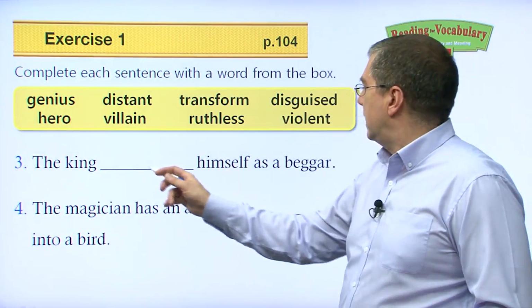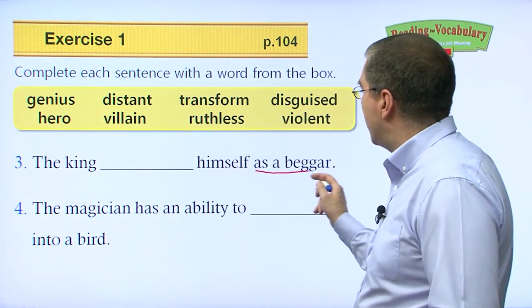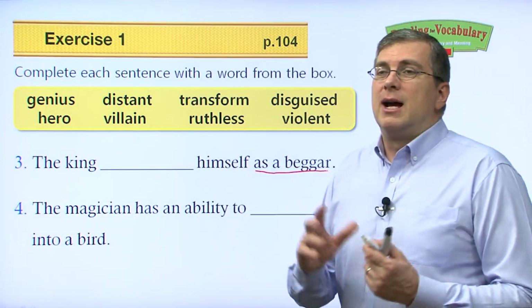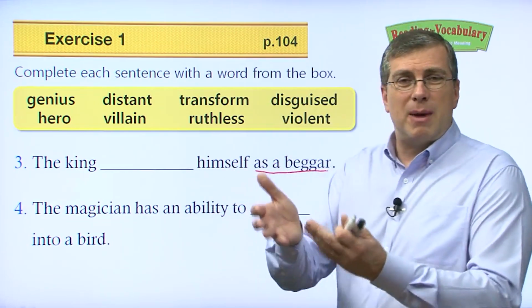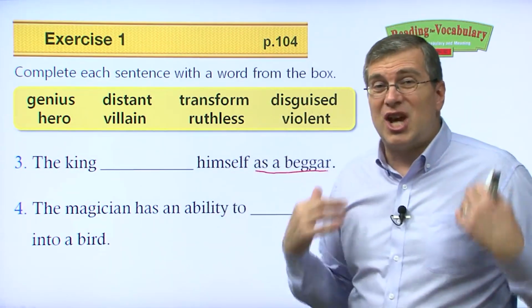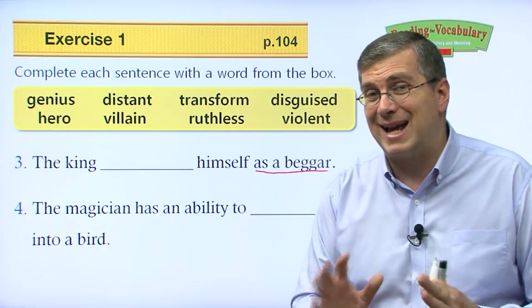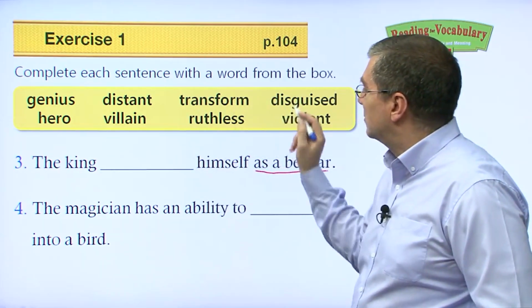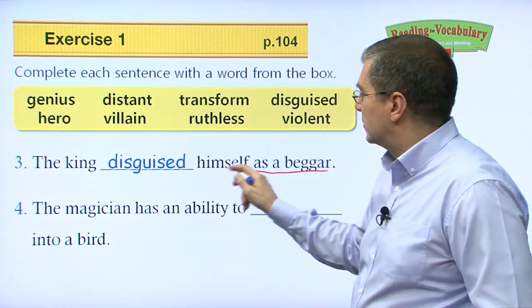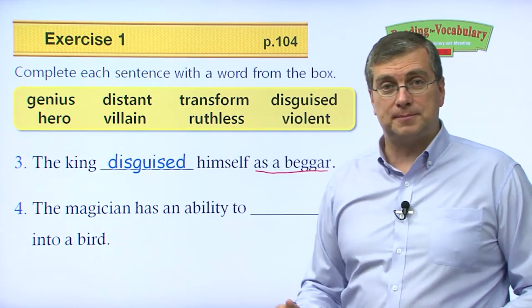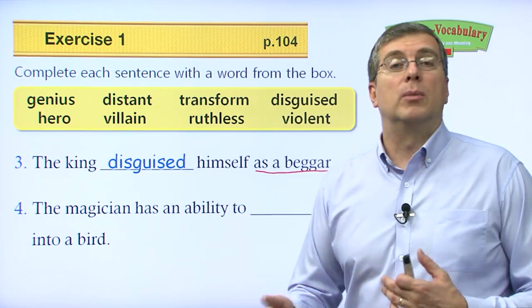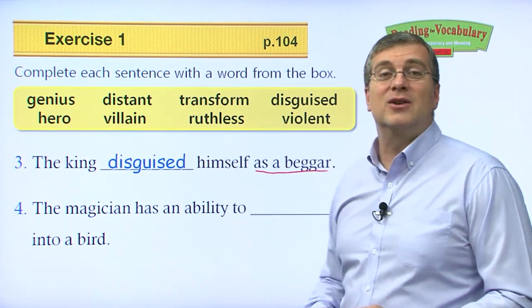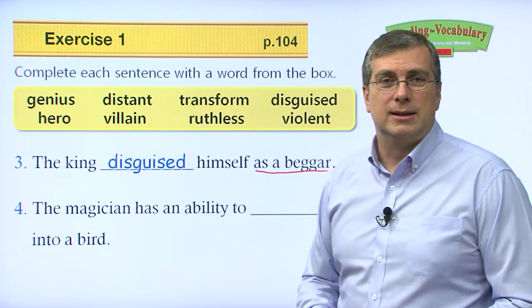Number three, the king disguised himself as a beggar. This is interesting. So imagine, sometimes you hear about this in stories, right? You hear about a king who wants to know about the ordinary people. So he wants to change his appearance so nobody will recognize him. He wants to what? He wants to disguise himself. So the king disguised himself as a beggar so he could go out and talk to people normally so they wouldn't think, oh, he's the king. They would tell him what they really thought. Okay? Sometimes we hear stories like that. That's a common idea in many stories.